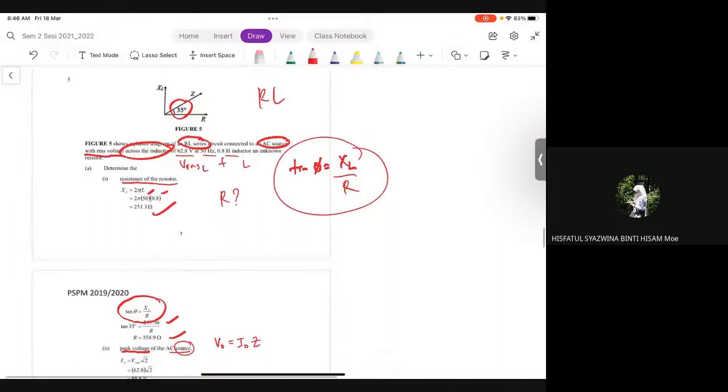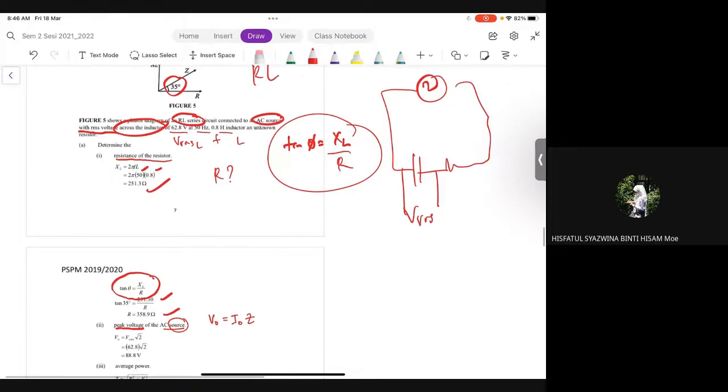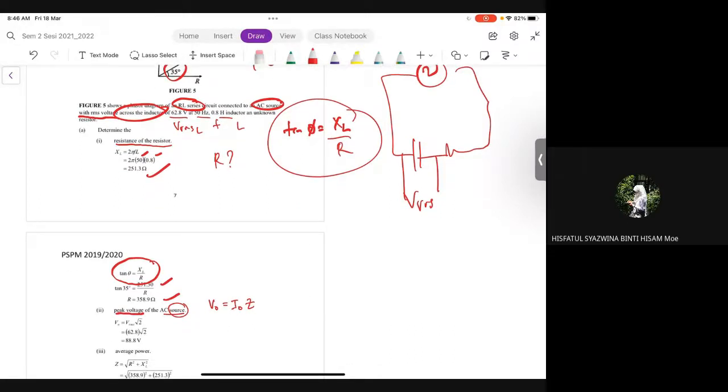Sebab ini adalah VRMS untuk across. Dia kata the AC source with the RMS voltage across the inductor. So maksudnya ini awak punya AC, ini inductor, ini resistor. So ini VRMS dia. Bukan jawapan tu. Okay, so apa yang kita nak kena buat, kita kena cari satu-satu lah. IZ. So we can find I0. Boleh tak cari I0? I0 pun tak ada. VRMS boleh tak cari? Ada lagi satu formula ni.